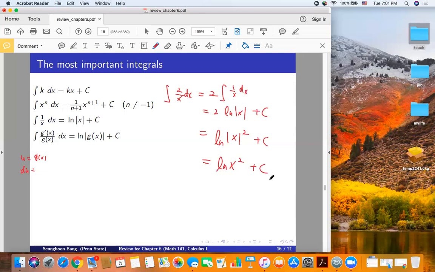Okay, here. So I'm going back to this problem again. The du is g prime of x dx. So this is the same as integral 1 over u du. You can use this rule and change back to ln of the absolute value of g of x plus c.